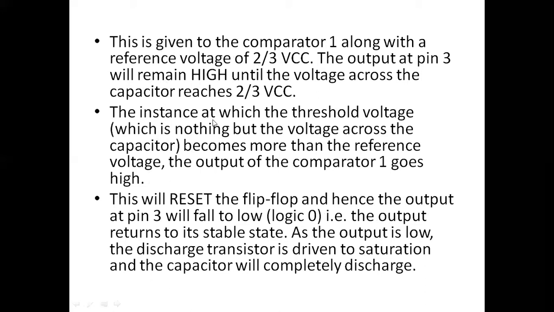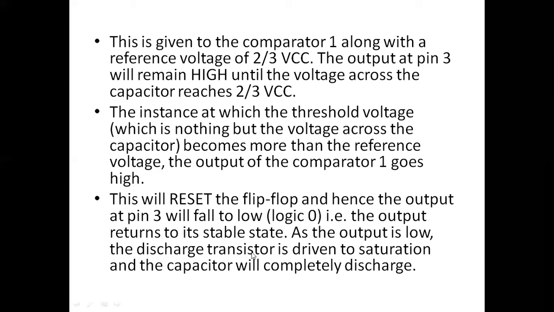Next, at the instant the threshold voltage becomes more than the reference voltage, the output of comparator 1 goes high. So the output of pin 3 will remain high until the voltage across the capacitor reaches 2 by 3 VCC. Whenever the capacitor voltage crosses 2 by 3 VCC, the comparator 1 output will be high and it resets the flip flop, and we get logic 0 at the output of the flip flop, and its complementary version, Q bar, as 1.